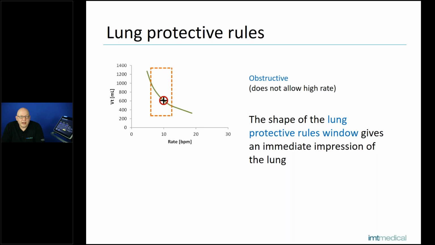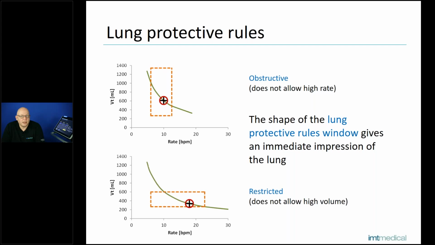You can also use this graph to estimate the lung condition and lung mechanics of the patient. As I said before, if I have an obstructive patient, this patient needs a lot of time to exhale because he's obstructive. And this results in a low respiratory rate. This means the window will not be square, it will be rectangular, and the maximum rate will be very low. In this case, it's around 12 breaths per minute. And this means to prevent auto-PEEP, the maximum rate is 12. So this is not much. And AVM is just adapting to the lung mechanics of the patient.